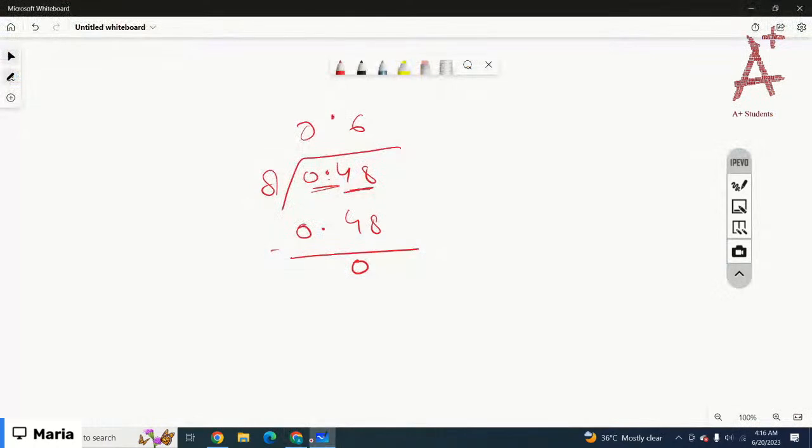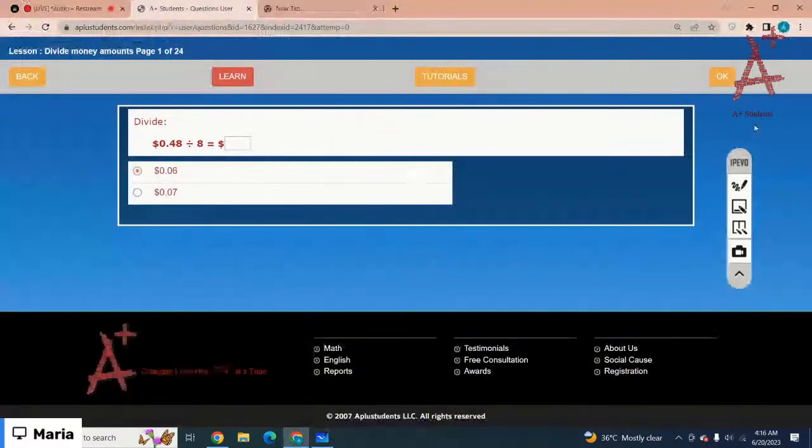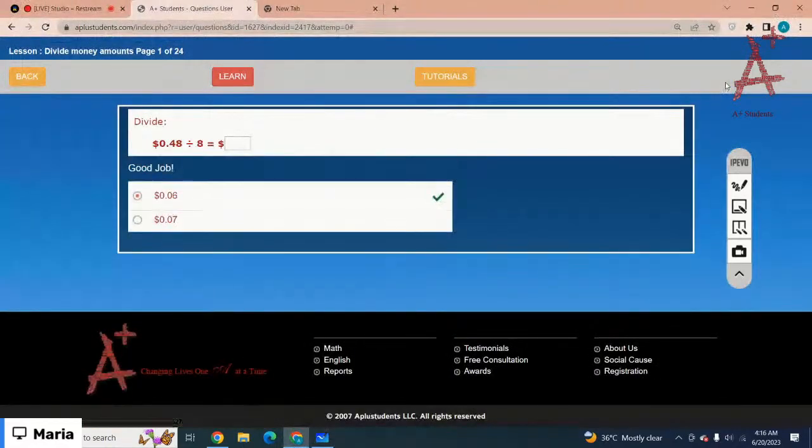0.06 because you can see you have two digits right after the decimal. So you have to complete two digits. So it would be 0.06. Sorry. Got it. The correct option is 0.06.